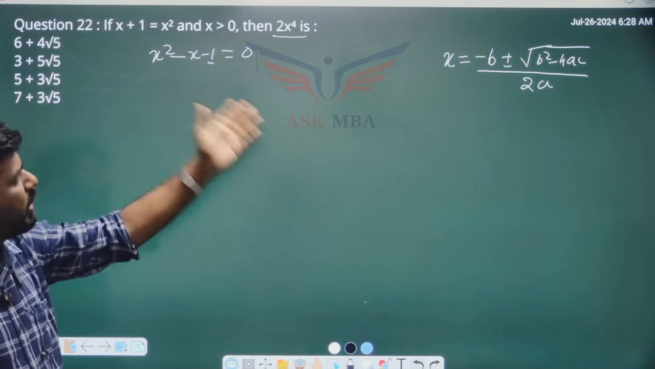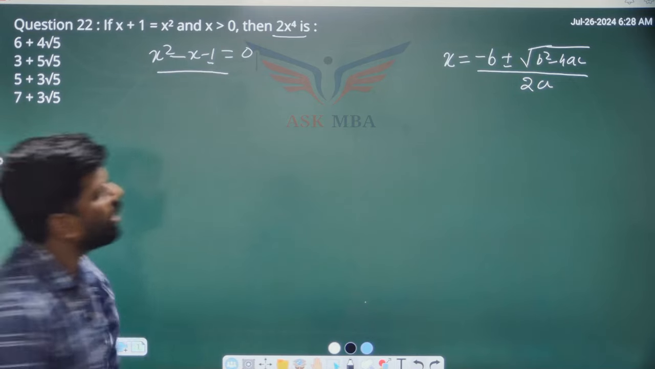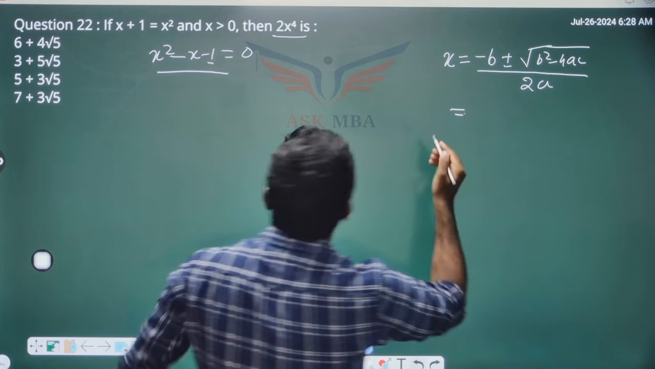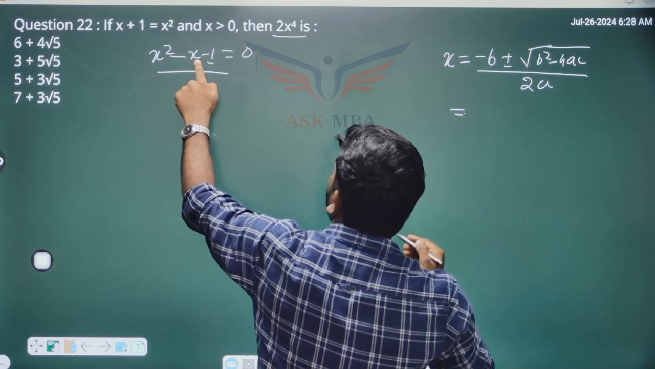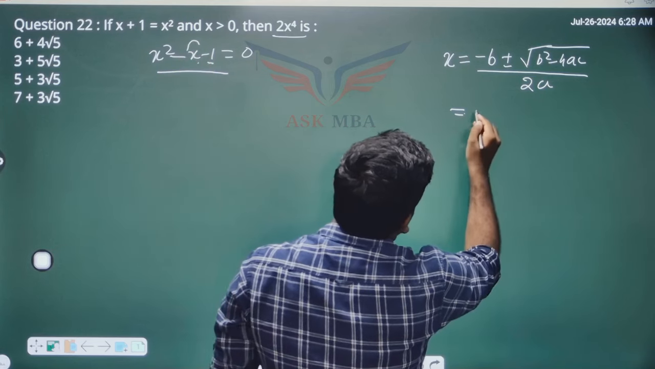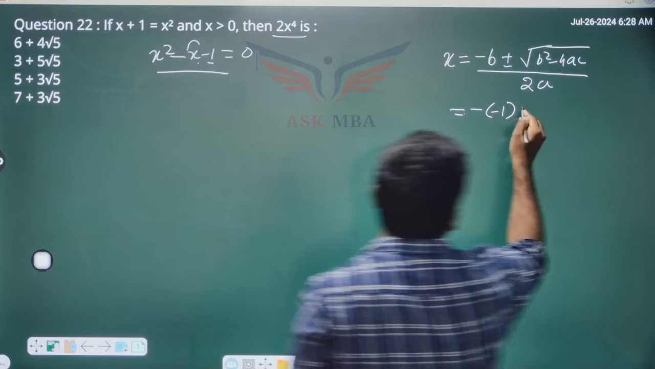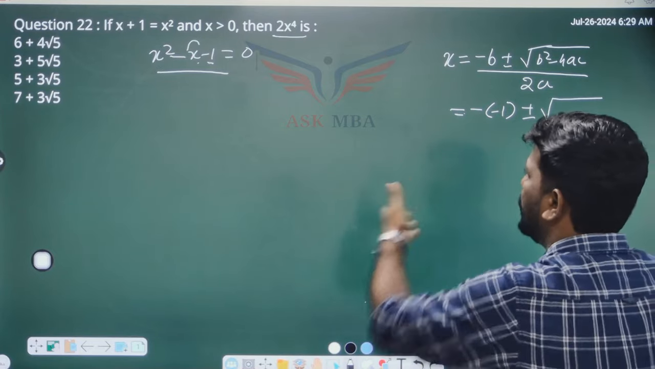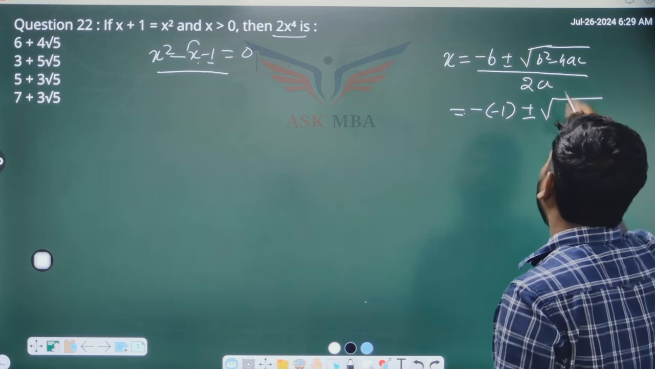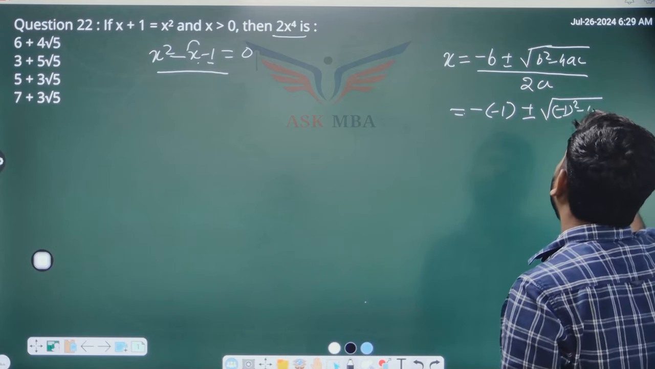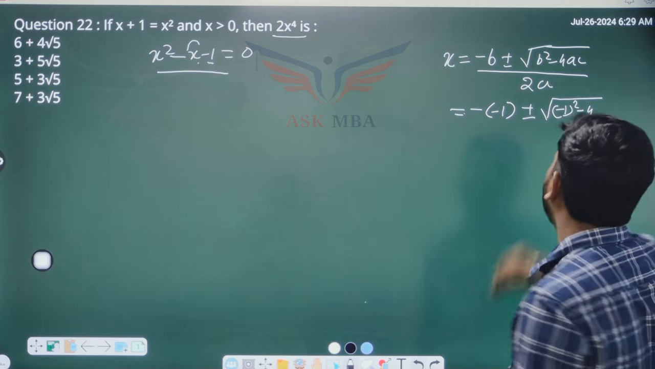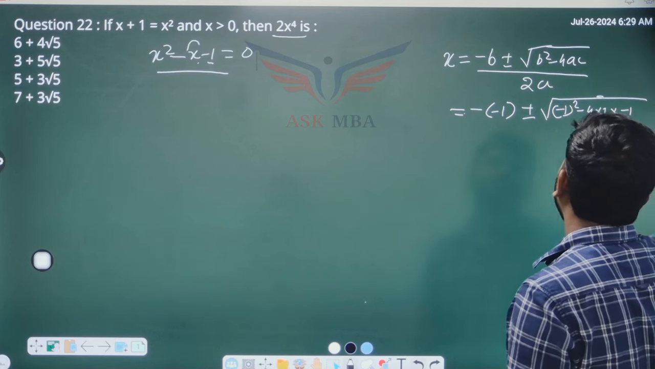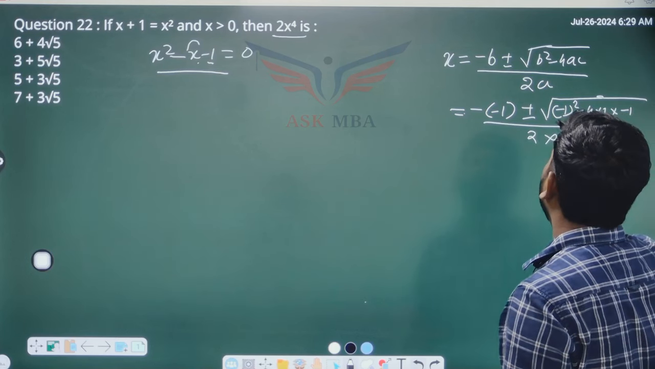Just by putting the values from the given quadratic equation into the formula, we will get the roots. Minus b, where b is the coefficient of x, so minus of minus 1, plus or minus under root b square, minus 4 times a, which is the coefficient of x square, that is 1, times c, which is minus 1, all divided by 2 times 1. You can directly put all the values in the formula.